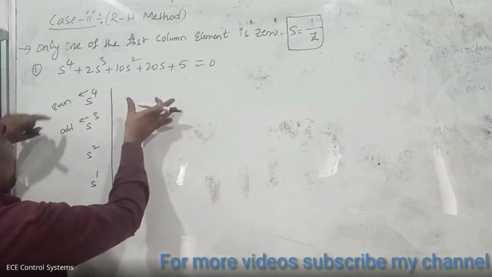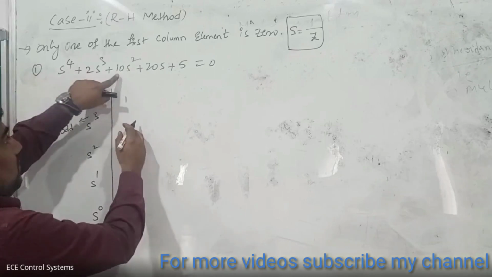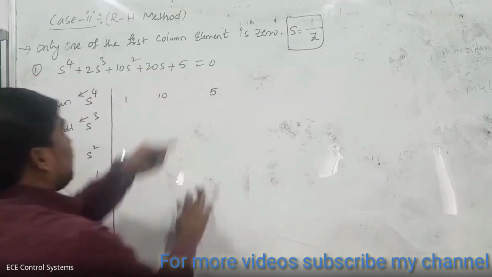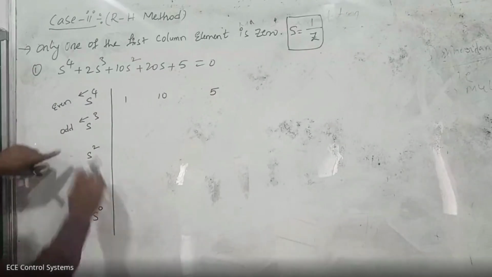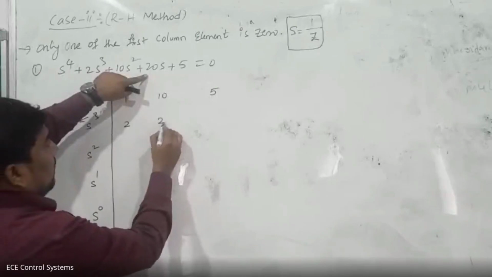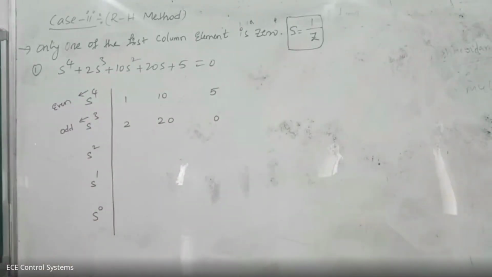Even power and its coefficient. What is the power and coefficient? S power 4 has coefficient 1, the next is S power 2 with coefficient 10, and the next one is S power 0, that is 5. Next, for the odd powers, the coefficients are 2 and 20, and this will be 0. We don't have any other odd power. In total we have 5 terms.